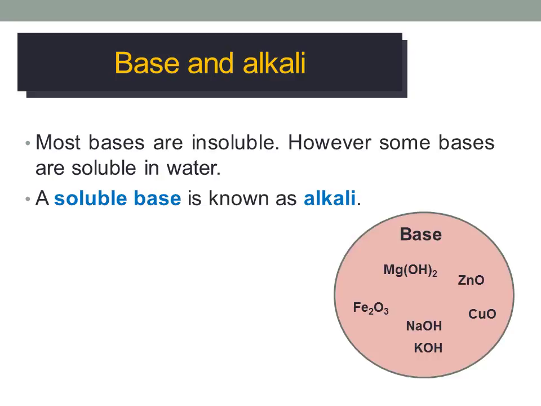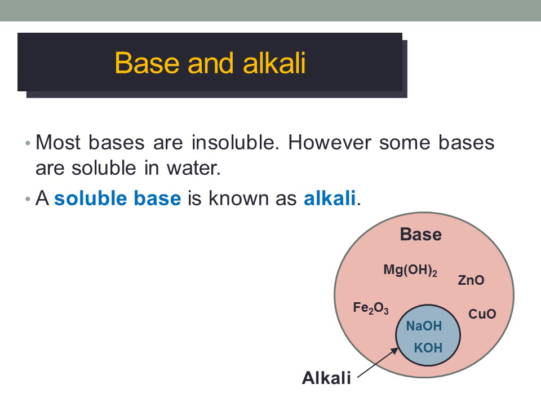In this Venn diagram, I have some examples of bases, of which two of the bases are soluble in water. Do you know which two are soluble? The answer is sodium hydroxide NaOH and potassium hydroxide KOH. So, we can specifically label these two bases as alkalines.